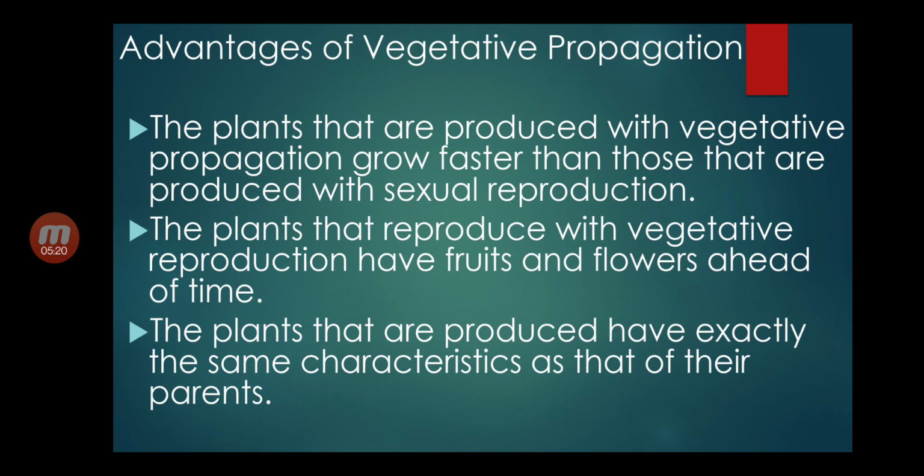Advantages of vegetative propagation. The plants that are produced with vegetative propagation grow faster than those that are produced with sexual reproduction. The plants that reproduce with vegetative reproduction have fruits and flowers ahead of time. The plants that are produced have exactly the same characteristics as their parents.